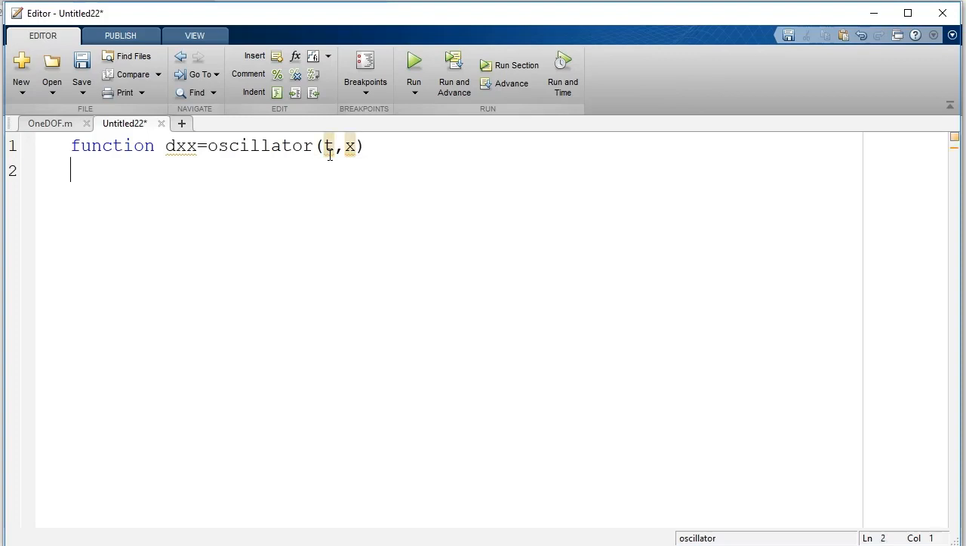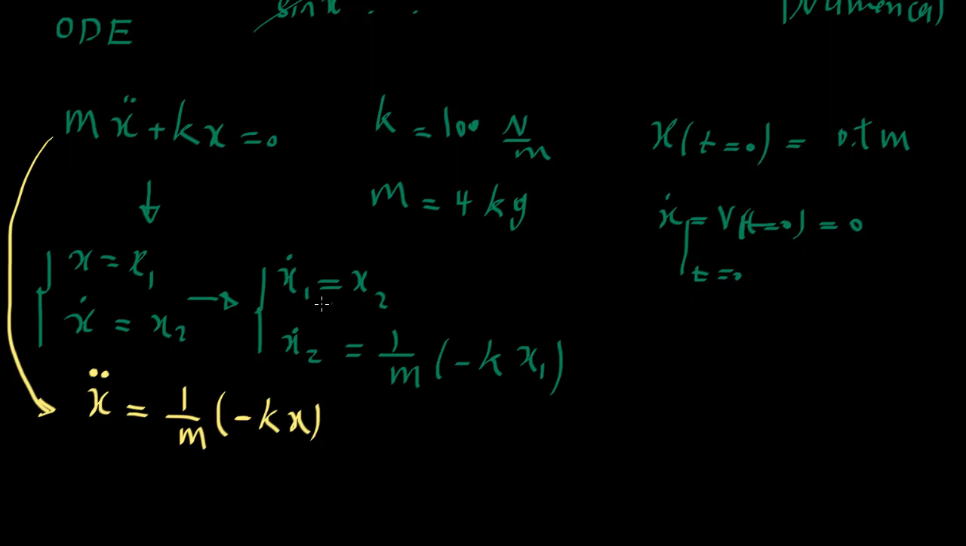So now we have to write down the first equation. We use a vector, a matrix here, to represent the right hand side of the equation. So let me go back here. Here I want to tell MATLAB that the right hand side of the first equation, x1 dot, is equal to x2, and x2 dot is 1 over m times minus k x1. So I have to write down the right hand side of this equation.